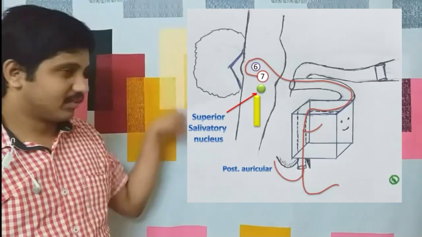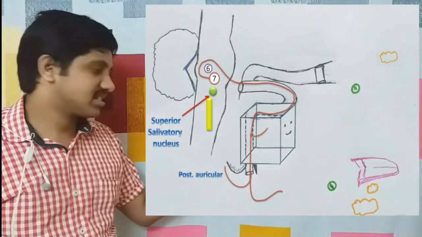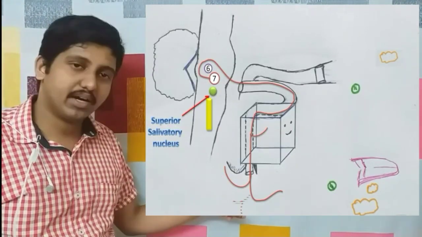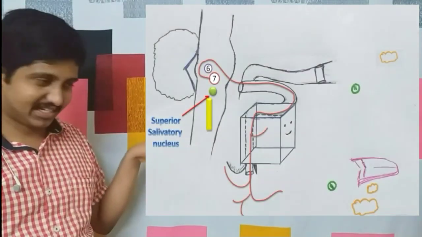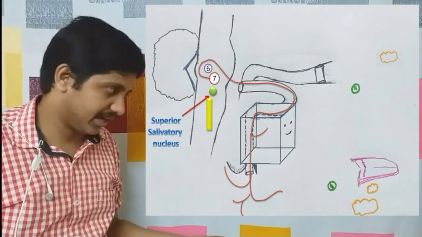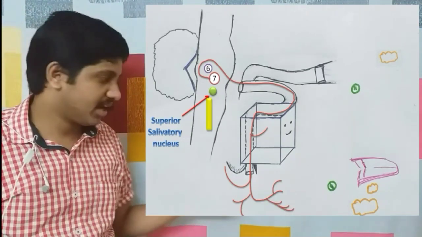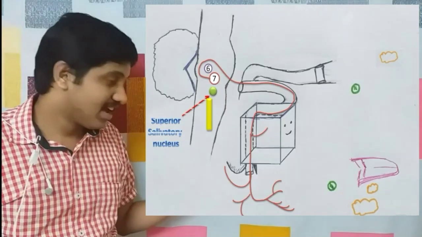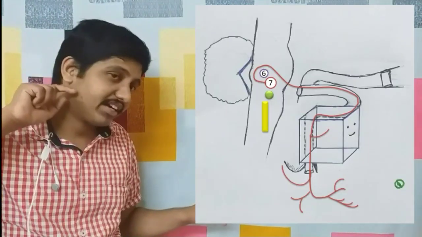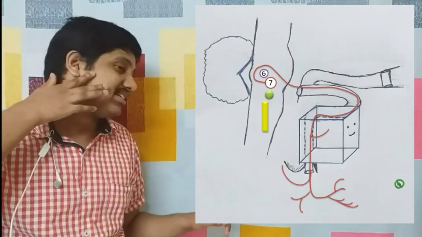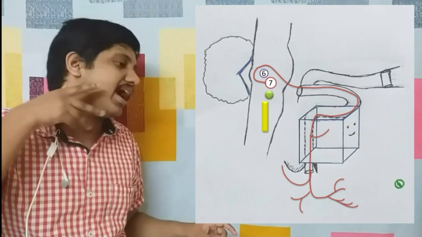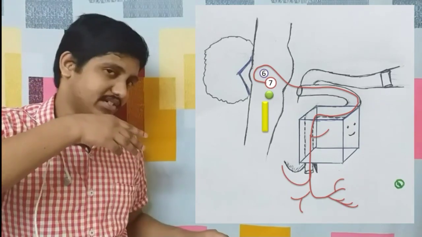Okay, so it goes back like this. And next, the branches: the nerve to the posterior belly of digastric, and the other branch, the nerve to stylohyoid. And the last branching is in the form of two branches after entering the parotid gland, that is the temporofacial trunk as well as the cervicofacial trunk.